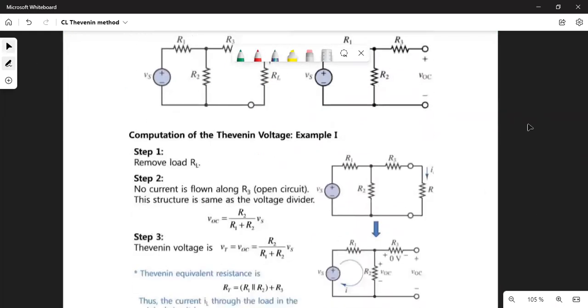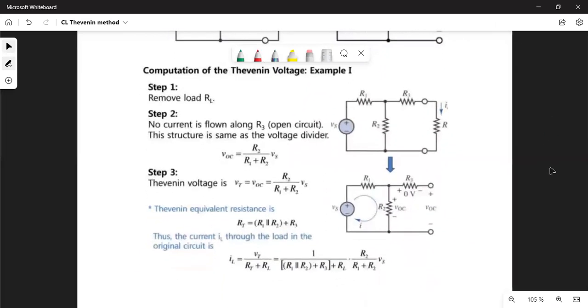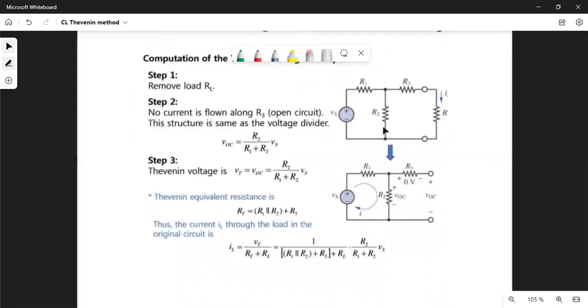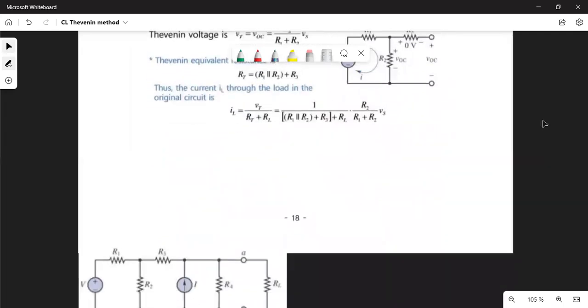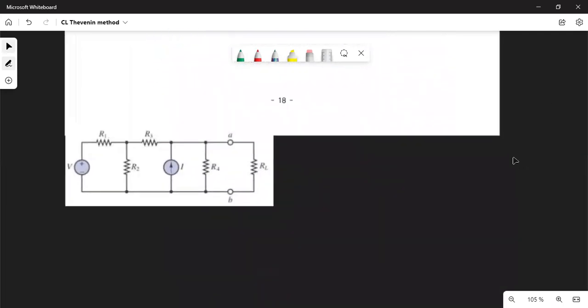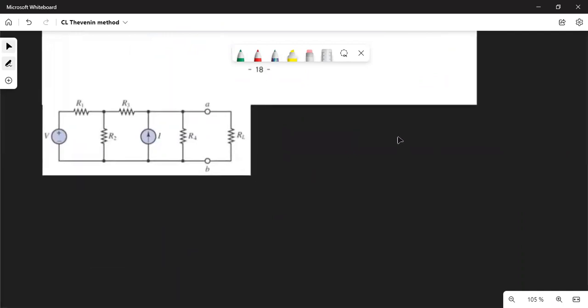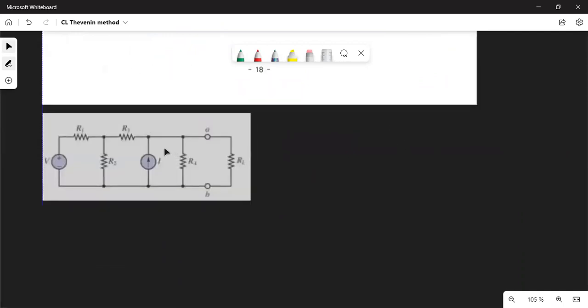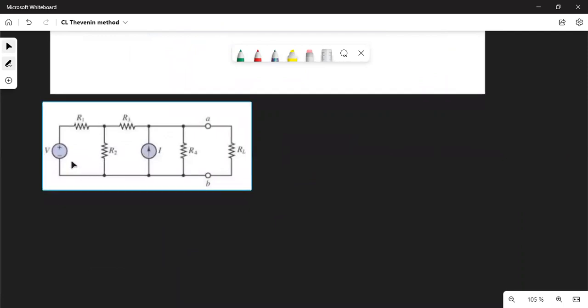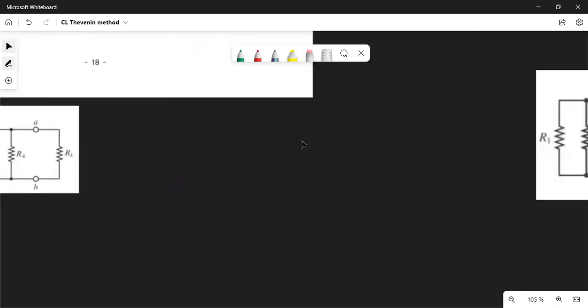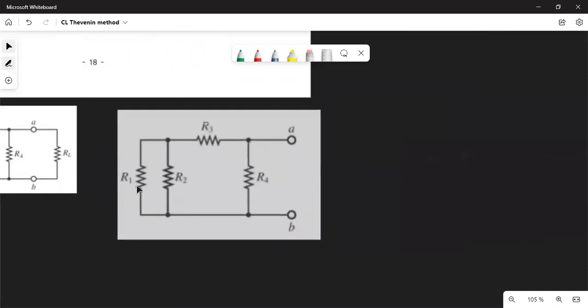So these are other samples. You can just show them. So let's go directly to the questions and examples. So what about this circuit? We have one independent voltage source and one independent current source. And we have points A and B.